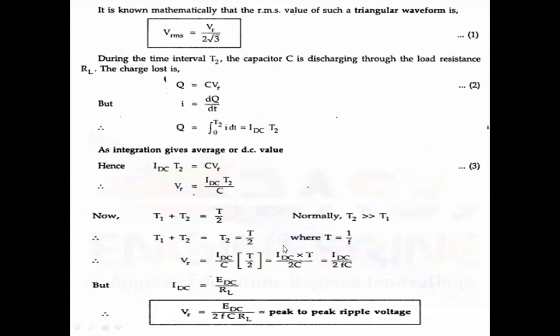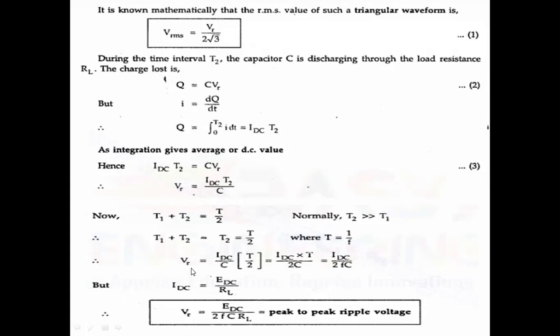Where T is equal to 1 by F, as all of you know that the time period T is the inverse of the frequency. So VR is equal to IDC by C, and in place of T2, substitute T by 2, and in place of T, substitute 1 by F. That is obtained as IDC by 2FC. But IDC is equal to EDC by RL.